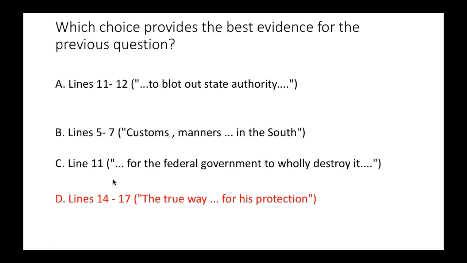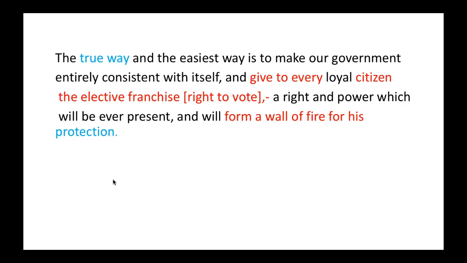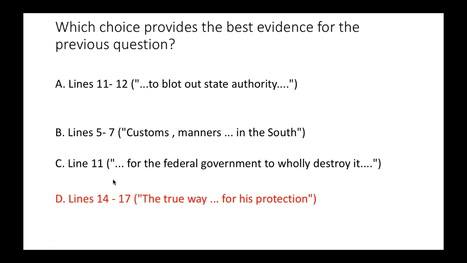Which choice provides the best evidence for the previous questions? You see your choices A, B, C, or D. The correct answer is D, the true way for its protection. If we look at this excerpt in context, you'll see it highlighted in blue. You'll see that between the blue highlighted words, it states that the solution is for our government to give every citizen the right to vote. Consequently, that's why D is the correct answer.